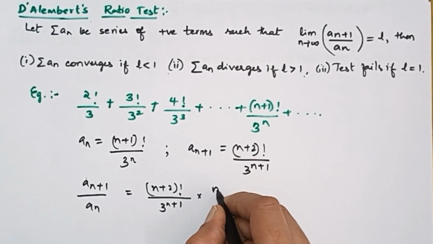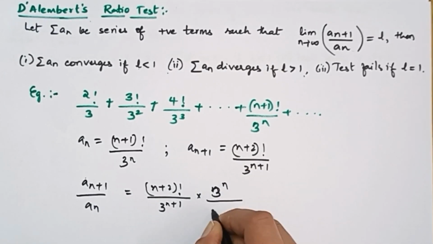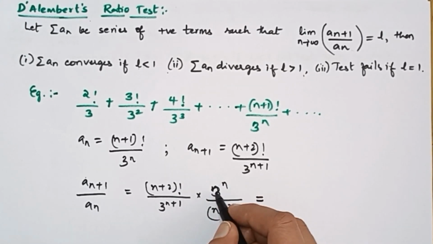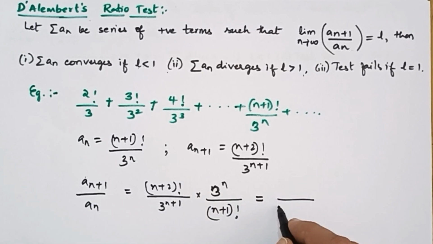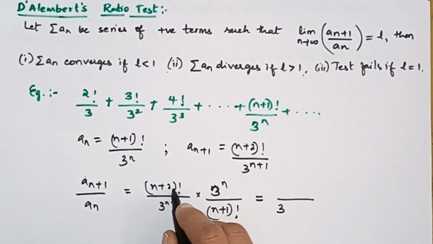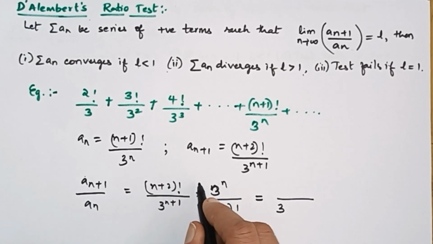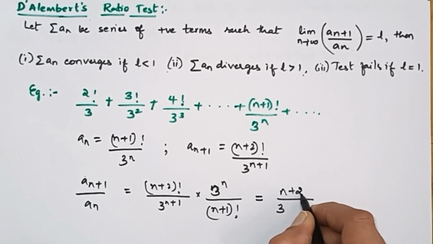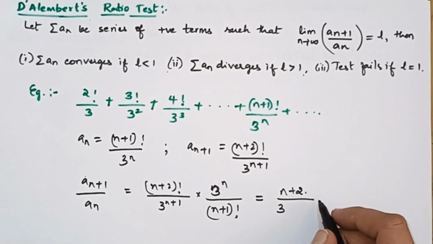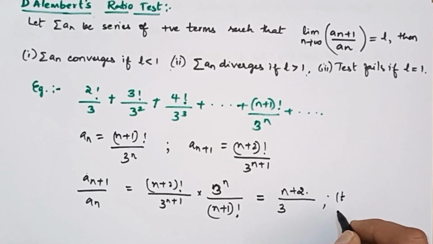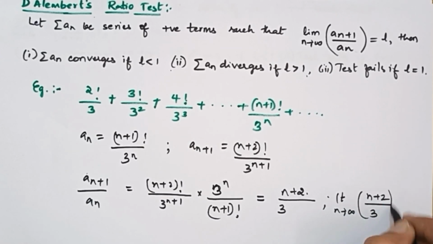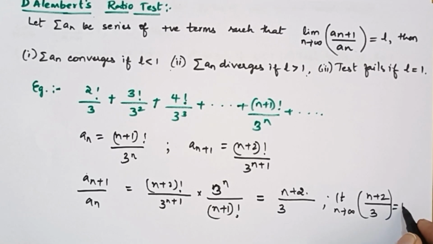So 3 to the power n divided by (n plus 1) factorial, which is equal to, 3 power n cancels, one 3 remains in the denominator, and (n plus 2) factorial can be split as (n plus 2) into (n plus 1) factorial. That (n plus 1) factorial cancels with that of the denominator. So therefore n plus 2 remains in the numerator. Now apply the limit as n tends to infinity, (n plus 2) divided by 3. So when you apply the limit, this gives you value infinity.